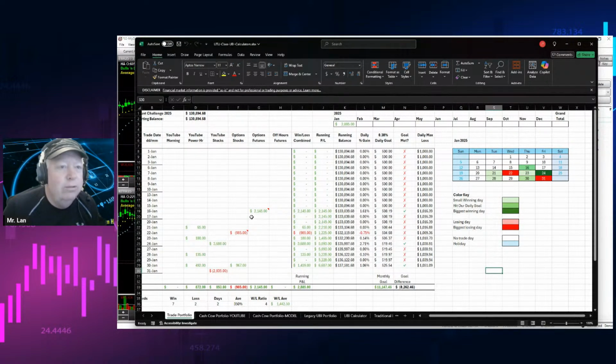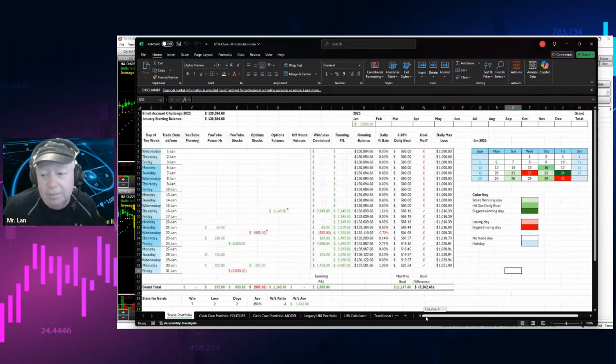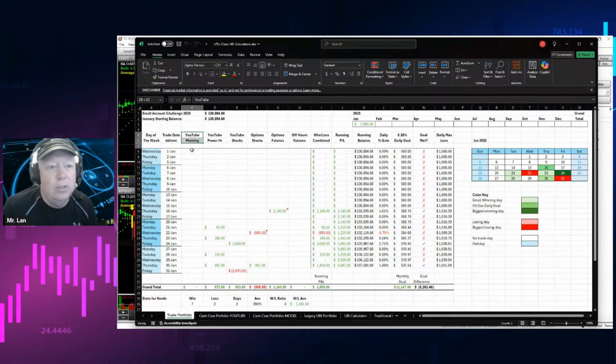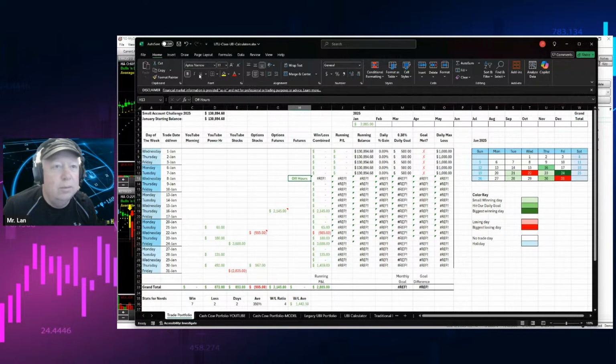But here's my trade portfolio. And up in here, you can see that I've created these little spreadsheets that tell us all the things that we trade here in our class, right? So we've got YouTube morning class, YouTube power hour class. That's what we're trading today. YouTube stocks class, options stocks, options futures, options off hours futures. Oh, screwed that up.